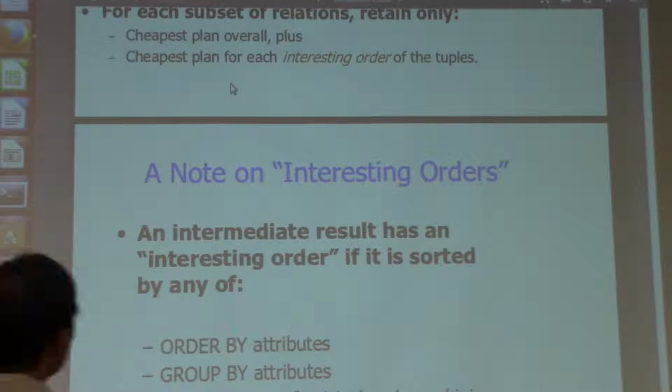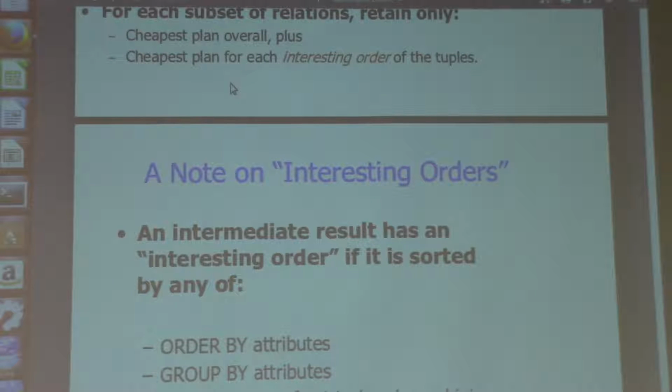So that said, in each of these steps, when you join a unit with another relation, you keep two things. One is the best plan to do that, and the other is the best plan to do an interesting order. The best case you can hope for is that the interesting-order plan happens to be your best plan overall. Then fine, you just do that. But most likely it's not going to be the same. Then you keep both of them, so that down the road you can evaluate again which one is better.